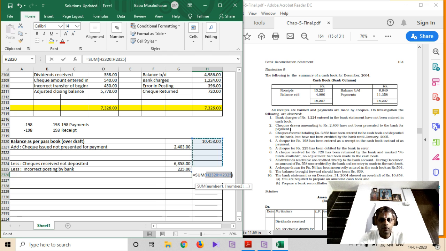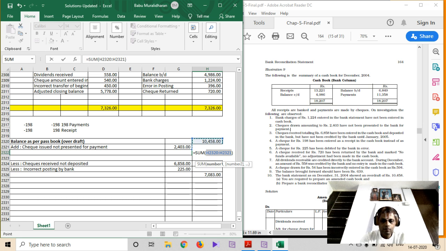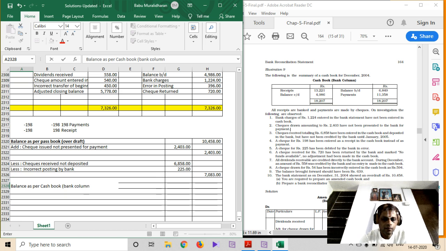Let's total it now. Balance as per cash book bank column is equal to overdraft balance, minus 5,778. You can see here it is matching with the adjusted closing balance that we have arrived at. So the balance as per cash book bank column is 5,778.